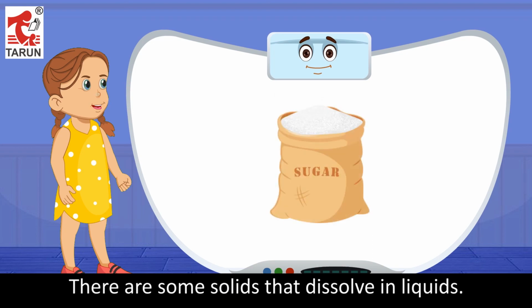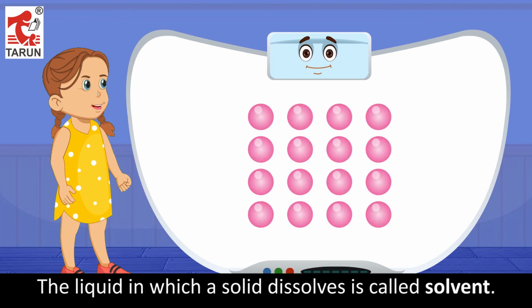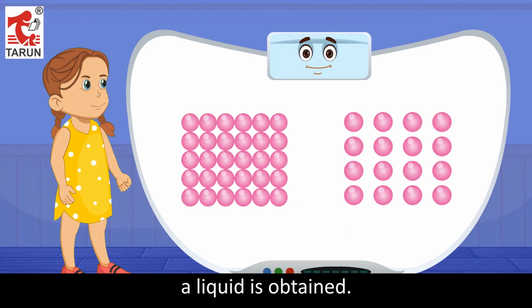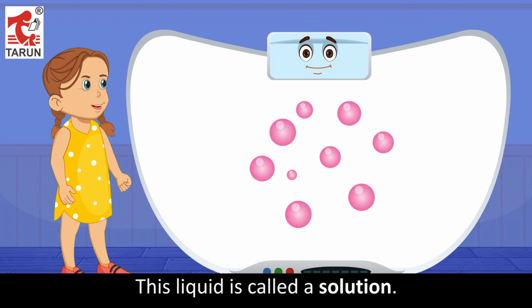There are some solids that dissolve in liquids. The liquid in which a solid dissolves is called solvent. After dissolving the solute in the solvent, a liquid is obtained. This liquid is called a solution.